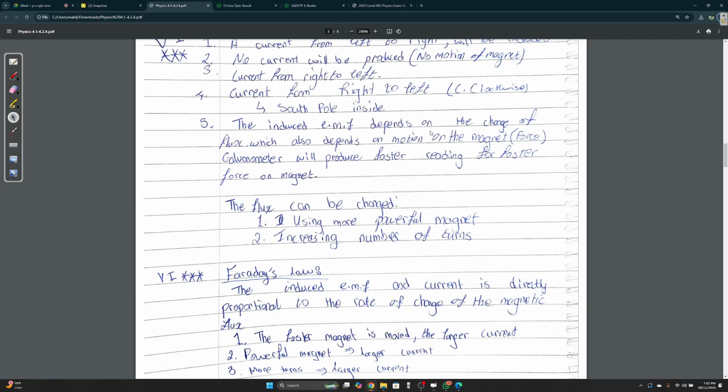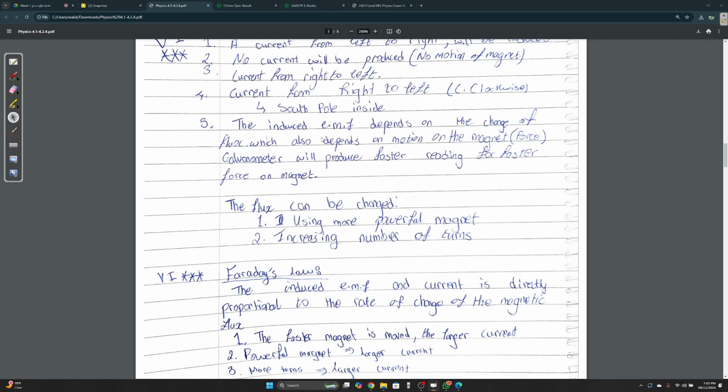The induced EMF depends on the change of flux. Whenever you see induced EMF, it's related to the induced current, so don't get confused. What does the induced EMF depend on? Remember, if you put a force in a magnetic field, you're going to get an induced current, and that basically means you're getting an induced EMF. It depends on the change of flux. If there's more change in magnetic field, then there's more EMF.